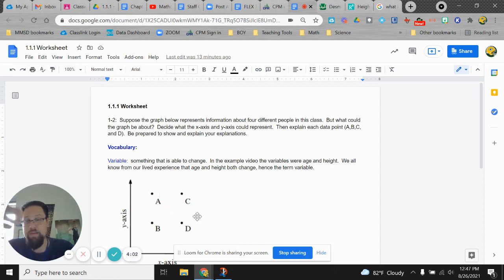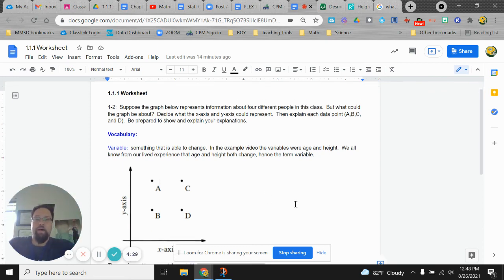So why did you say the x-axis is age? Why did you say the y-axis is height? Don't use those. That's the one I showed you as an example. Remember, variables are just something that changes. That's all a variable is. There's going to be a lot of variables this year. So think about things that might change. Again, I talked about age and height in the video. Don't pick age and height.